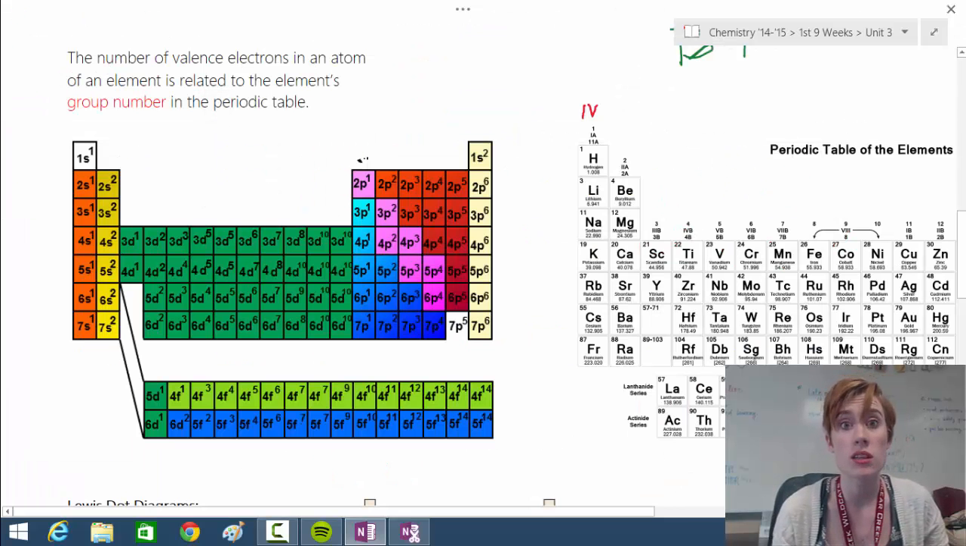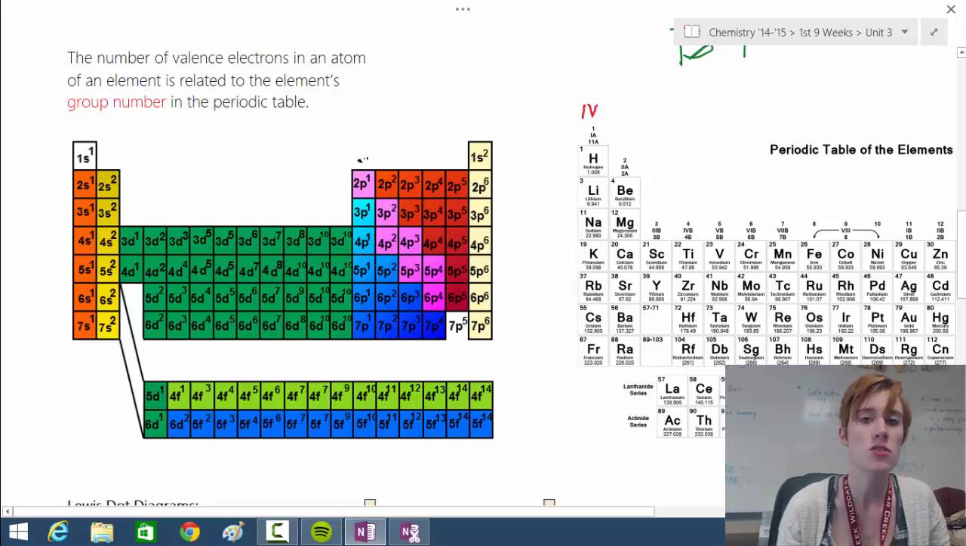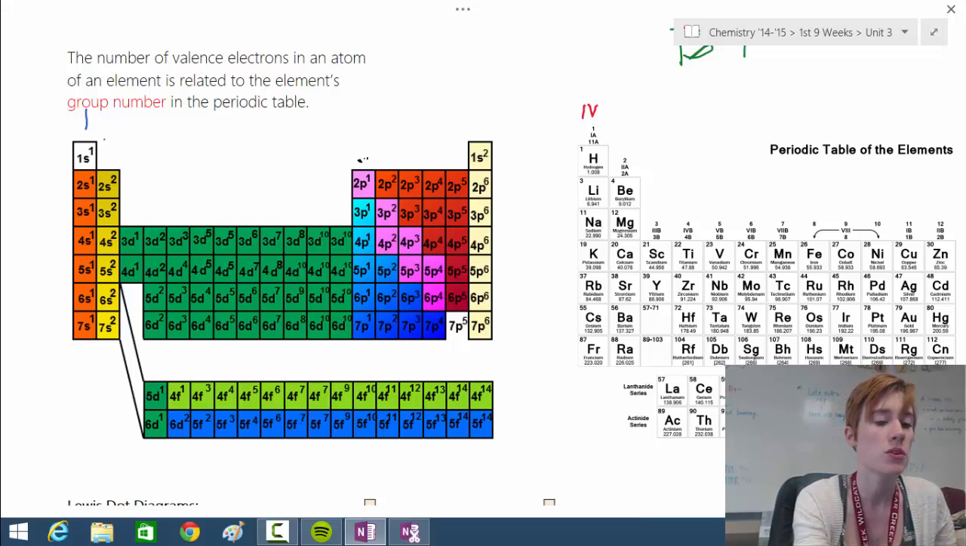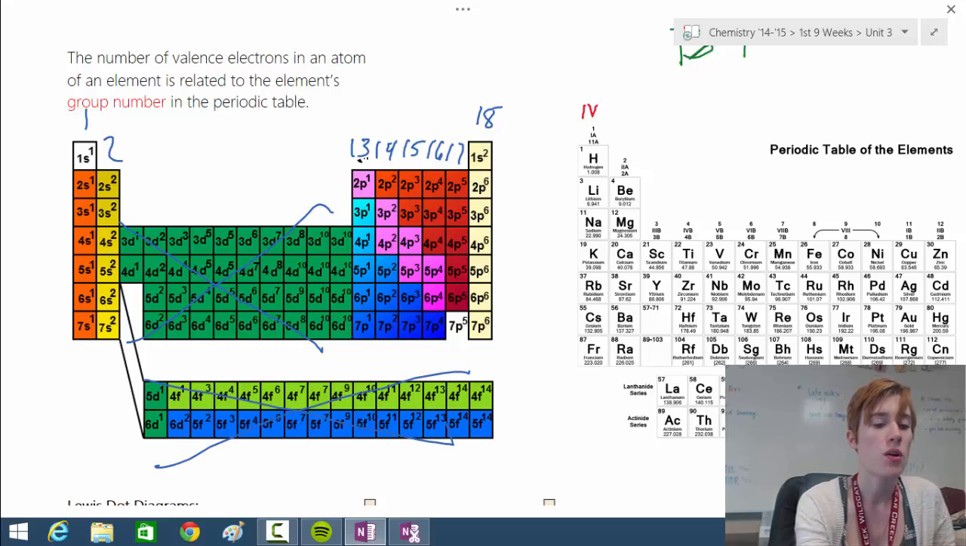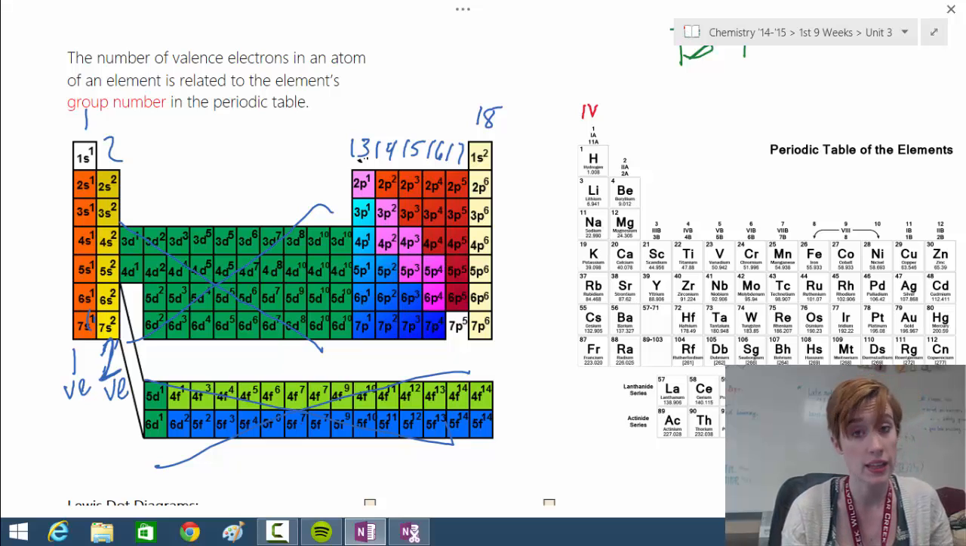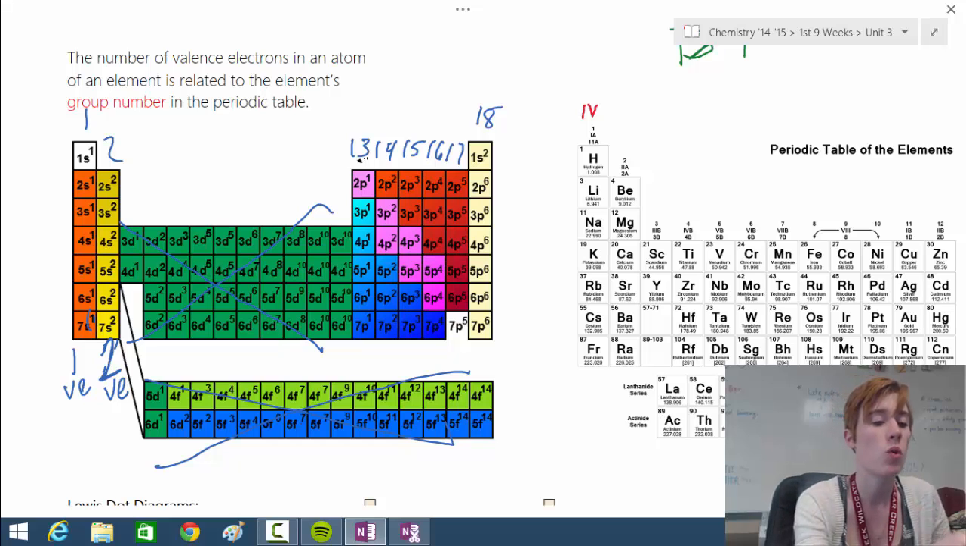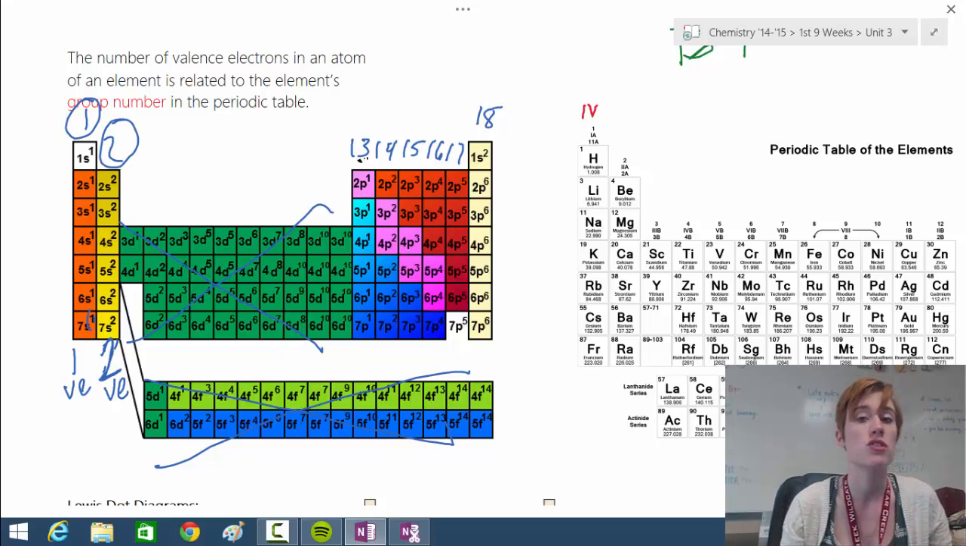You can also just easily look at the periodic table and find out how many valence electrons an atom has, because the group numbers stand for the number of valence electrons. Remember, we don't look at the d block or the f block. Anything in the first column of the s block has 1 valence electron, because they all end in s1. Anything in the second column of the s block has 2 valence electrons, because they have 2 electrons in the s. So group 1 has 1 valence electron, group 2 has 2 valence electrons.